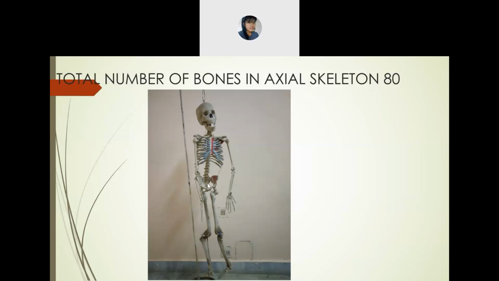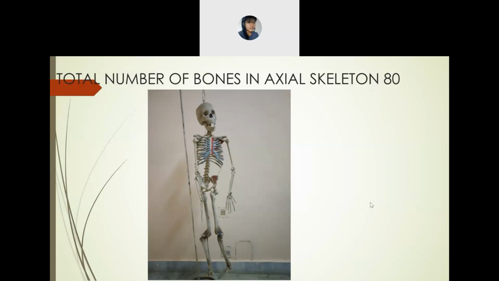Okay, where is the thoracic cage, or else rib cage? Is it here? No, ma'am. Is it here? It's in the middle one. Yes, in the middle, ma'am. Okay, you are correct. Good.